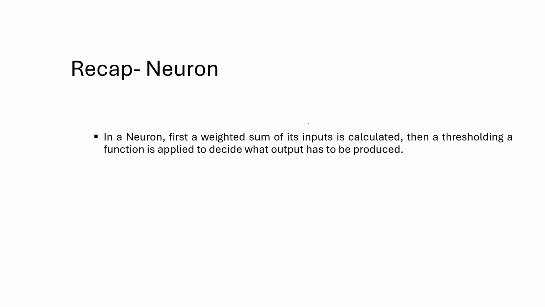If you remember from the neuron lecture, from the McCulloch-Pitts or from the perceptron lecture, we discussed that in a neuron, first of all, a weighted sum of its inputs is calculated and then a thresholding function is applied to decide what output is to be produced. So if there are inputs such as x1, x2 up till xn, in the neuron, the first function g was responsible for calculating the weighted sum, and the second function f was then applying some threshold to decide what has to be produced at the output.